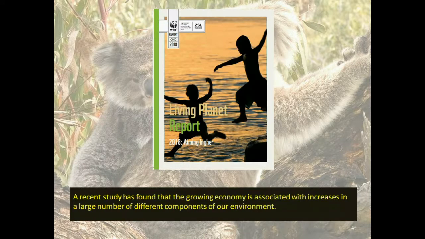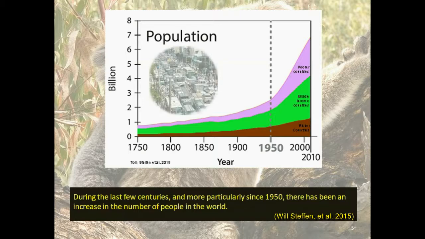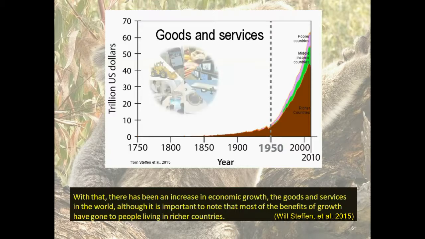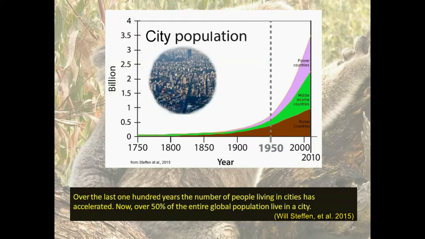A recent study has found that the growing economy is associated with increases in a number of different components of our environment. In the last few centuries, and more particularly since 1950, there has been an increase in the number of people in the world. With that, there has been an increase in economic growth, the goods and services in the world, although it is important to note that most of the benefit of growth has gone to people living in richer countries. Over the last 100 years, the number of people living in cities has accelerated. Now, over 50% of the entire global population live in a city.